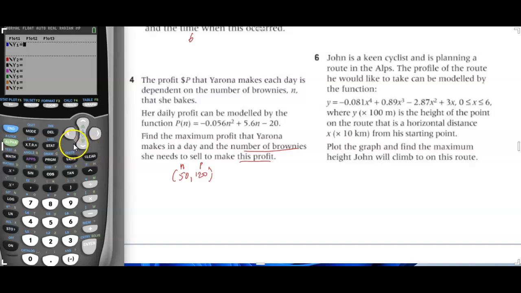Okay, so one more time, all we're doing is we're going to type this in the calculator. It's going to take a little bit longer because it is a long function that has to the fourth, right arrow, plus 0.89 x cubed minus 2.87 x squared plus 3x.